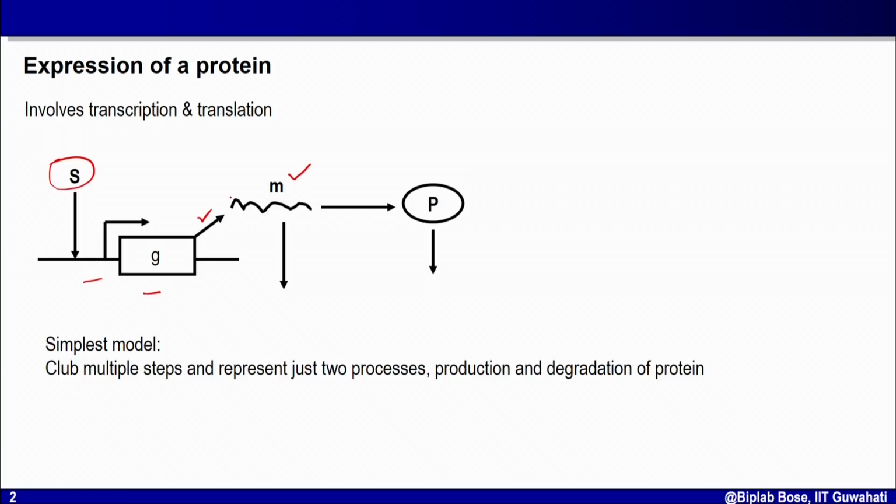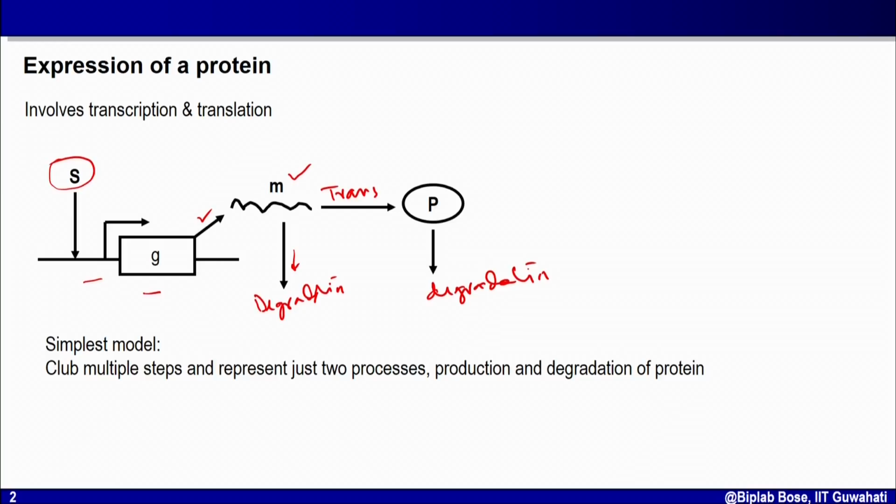Now, once an mRNA is formed, that can get degraded. So I have degradation here. And by translation, mRNA gives rise to protein P, and protein P can also get degraded. So this is a generalized scheme, very simplified. You can have much more complications inside the whole thing.